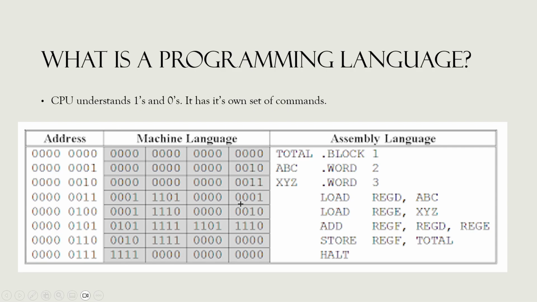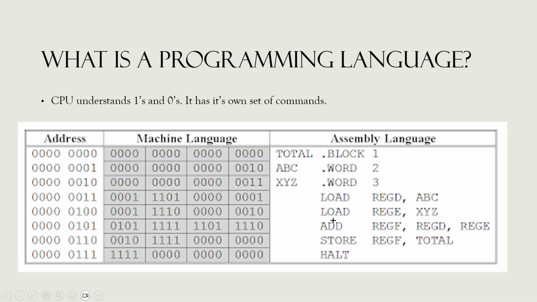And all of these instruction sets mean something. So it's like load, reg d, a b c. This is like a human translation of what these instruction sets are. The human translations are called assembly language. Nobody programs in machine language directly. The closest thing we have is the assembly language.